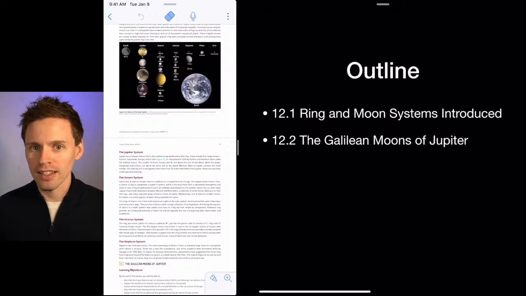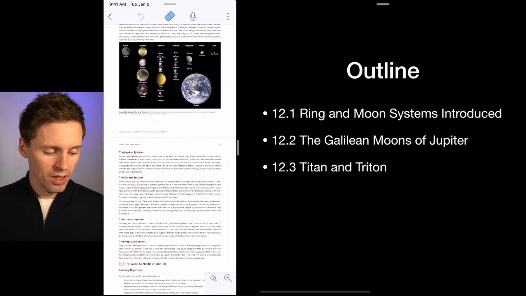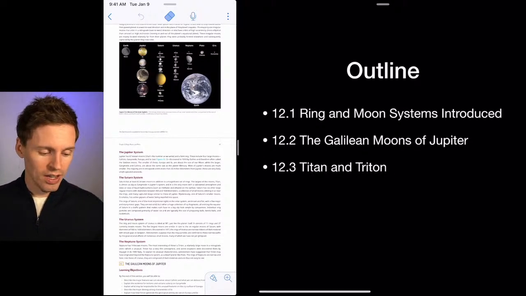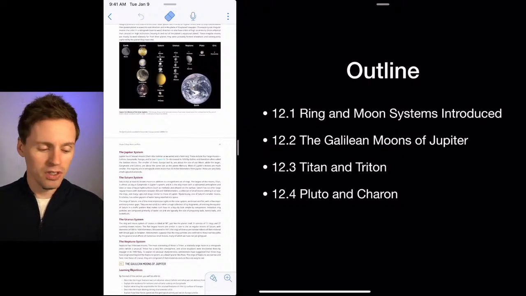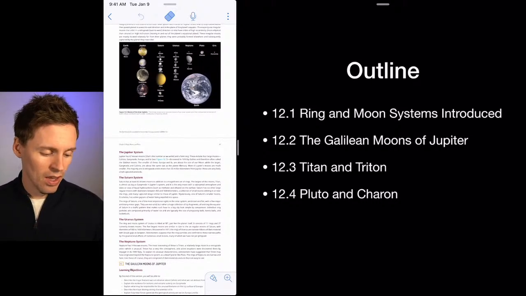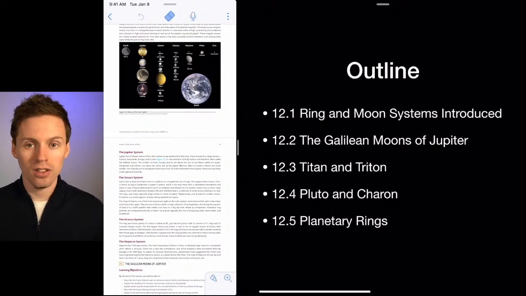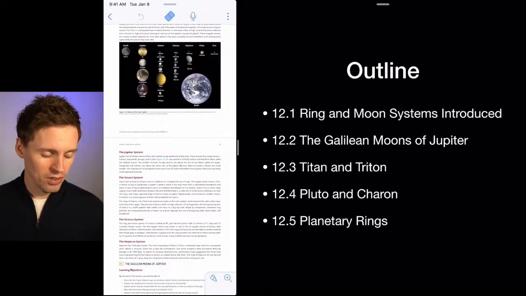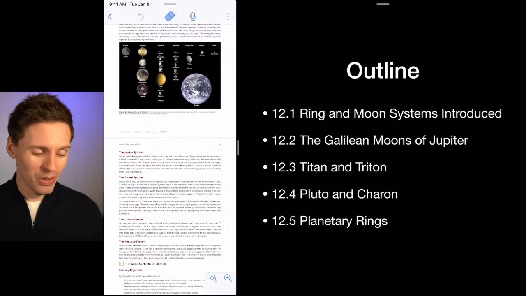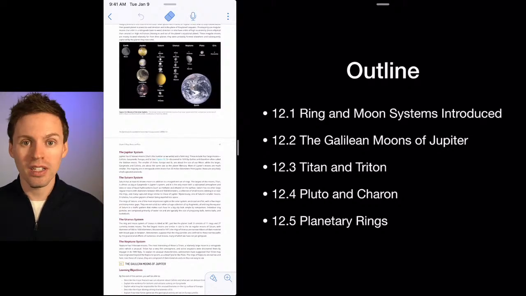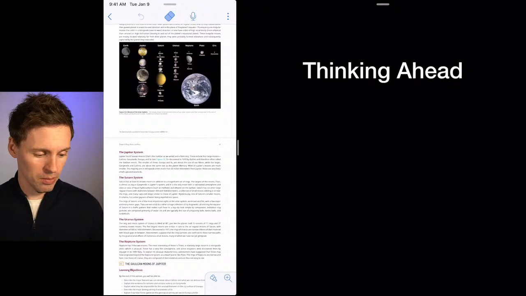We're going to talk about the Galilean moons of Jupiter, and then go over the moons of Saturn and Neptune, and then talk about Pluto and its moons, and the big one is Charon. We've got a lot of other moons around Jupiter, a lot of moons around Pluto, which might surprise you. And then we'll discuss the ring systems in our solar system.